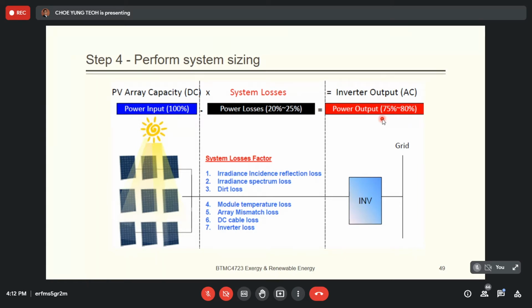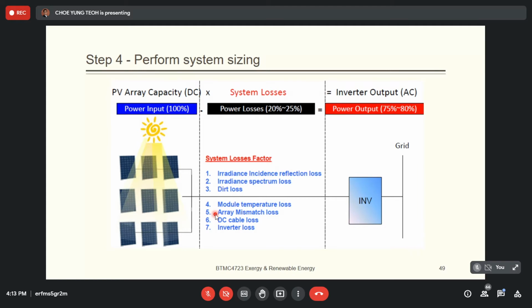So we do not need to design or select an inverter which has 100% of the power input. Just 75 to 80% is enough. The concept here is just to utilize the inverter, not over design. And maybe in our practice in Malaysia, we can just multiply by 0.8. The power capacity for PV multiplied by 0.8, you should get the inverter capacity.